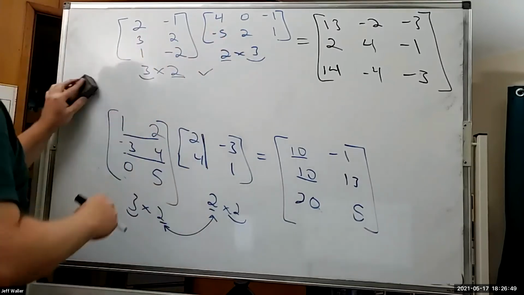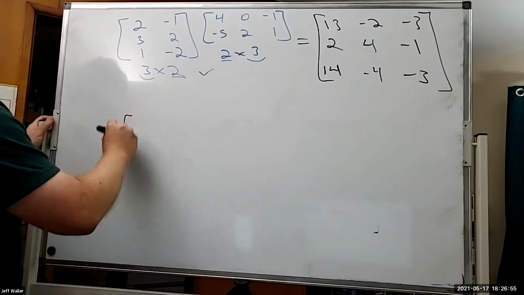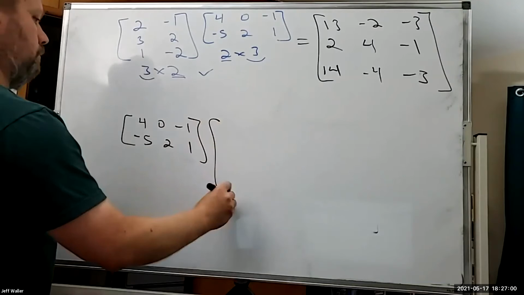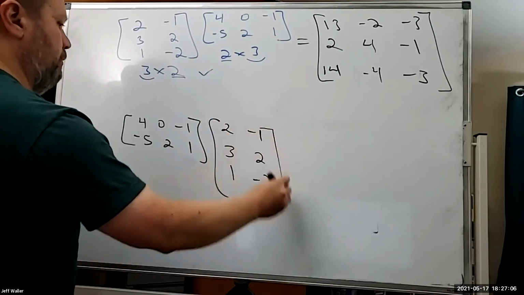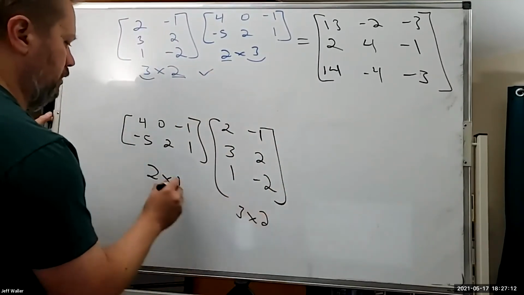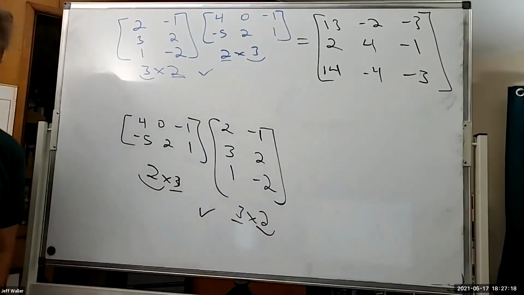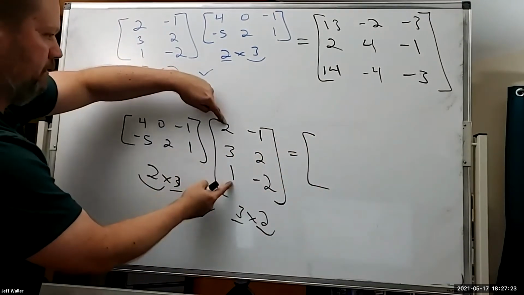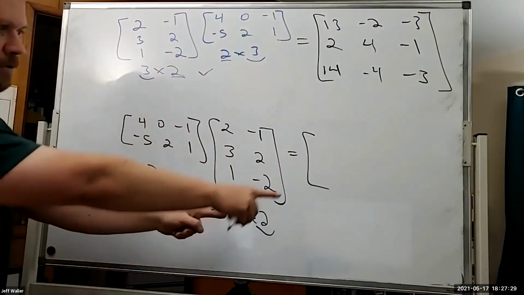Would this work if I turned it around? Probably, or else I wouldn't be taking the time to write it down. But why does it work? Well, because this is 2 by 3, and this is 3 by 2. Do the inner ones match? Yes, check. The size of my answer is going to be 2 by 2 now. Interesting, because now this goes with this, so I'm going to have 4 things. That's why 2 by 2 is going to work.